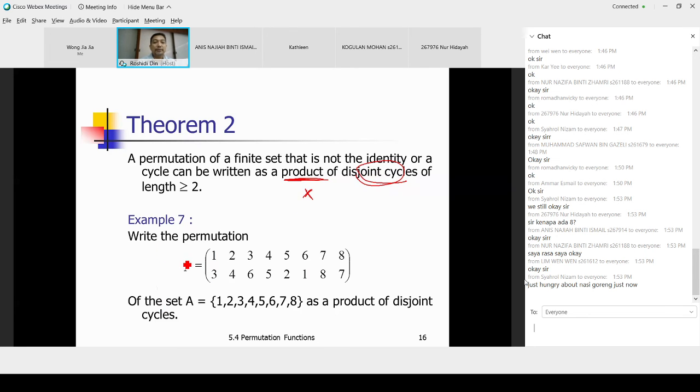For example, given a permutation on the set A = {1, 2, 3, 4, 5, 6, 7, 8}, this is a product of disjoint cycles. Why? You see here 1 maps to 3, 3 maps to 6, 6 maps to 1. So this is one cycle. Another: 2 maps to 4, 4 maps to 5, 5 maps to 2. So we have another cycle, 7 maps to 8, 8 maps to 7.